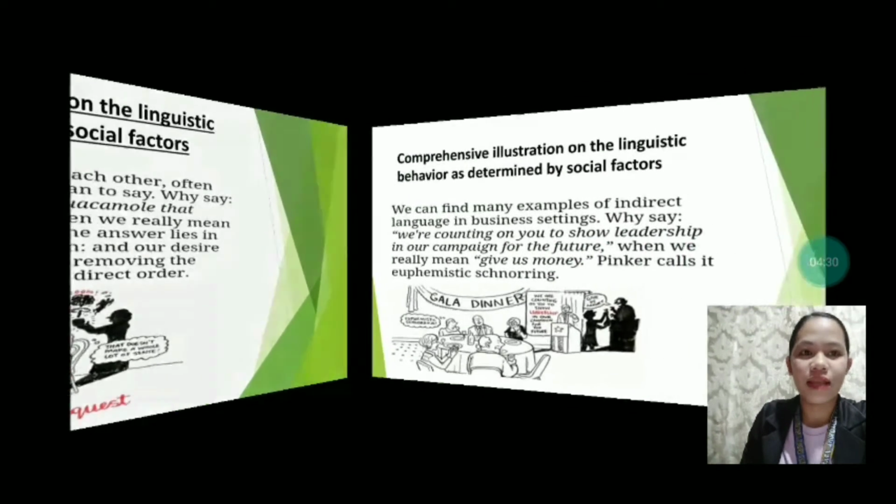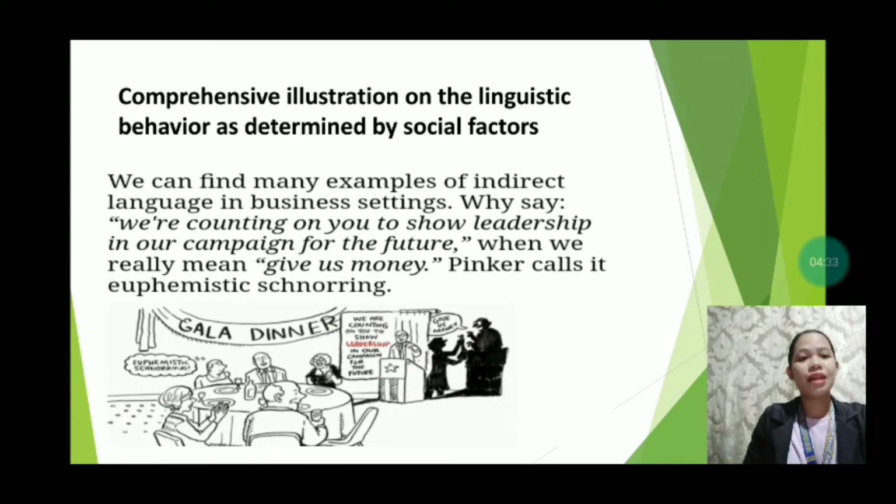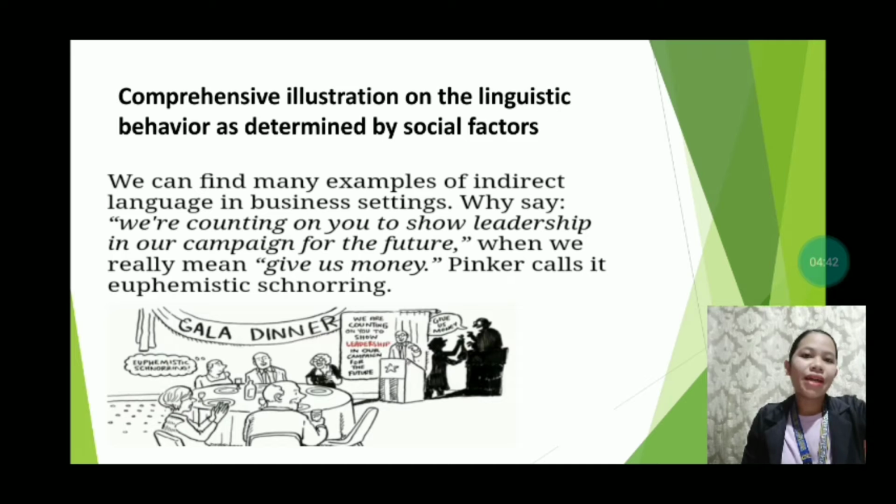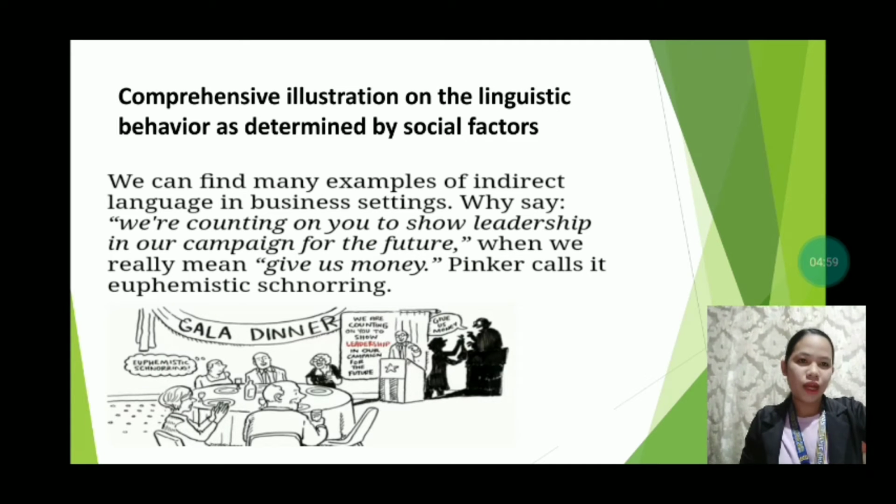Okay, so next, this is the second illustration about a comprehensive illustration on the linguistic behavior as determined by social factors. We can find many examples of indirect language in business settings. Why say, we're counting on you to show leadership in our campaign for the future, when we really mean, give us money? Pinker calls it euphemistic scorning.